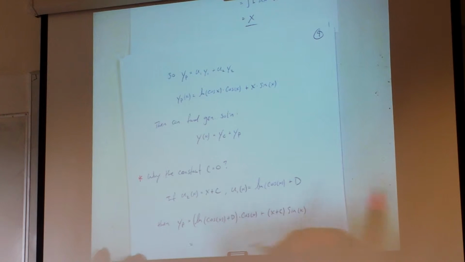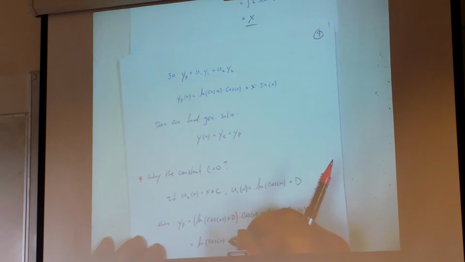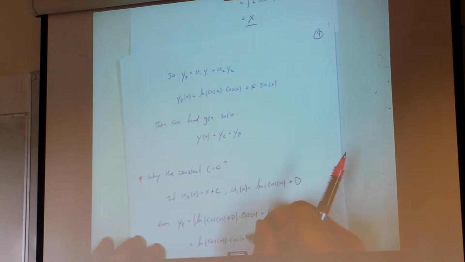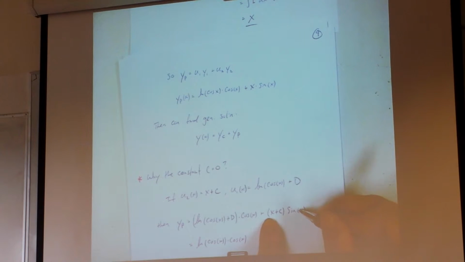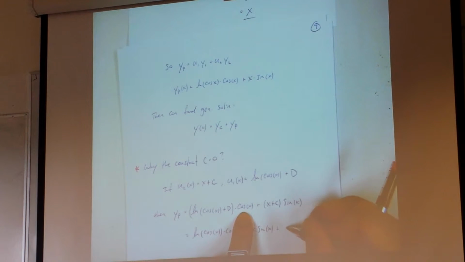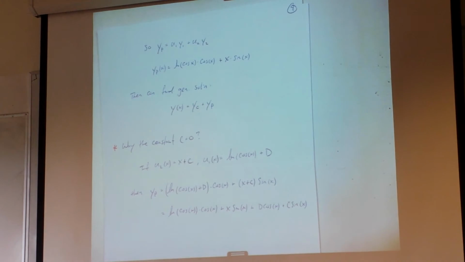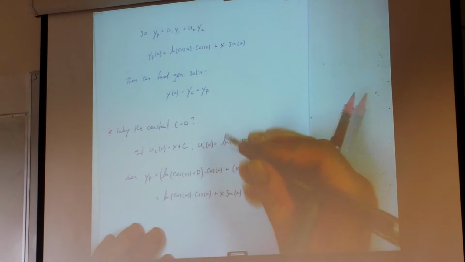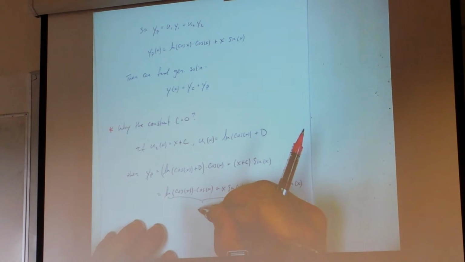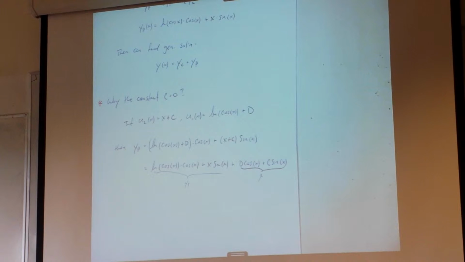Okay, distribute these. I would get natural log cosine x times this cosine x, right? And I'm also going to distribute the sine x over to here, so I'd have plus x sine x plus d cosine x plus c sine x. So when we distribute those constants, notice right over here, I get my y sub p. This is already covered in the y sub p. This is unnecessary.